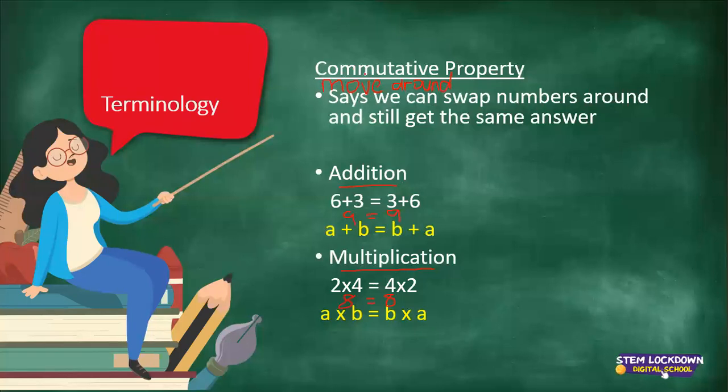Basically, for commutative property, here we're talking about moving around, right? I can say 6 plus 3, which is 9, right? Or I can say 3 plus 6, which is 9 as well, right? So if you swap numbers around, your answer will be the same. I think that's simple enough.